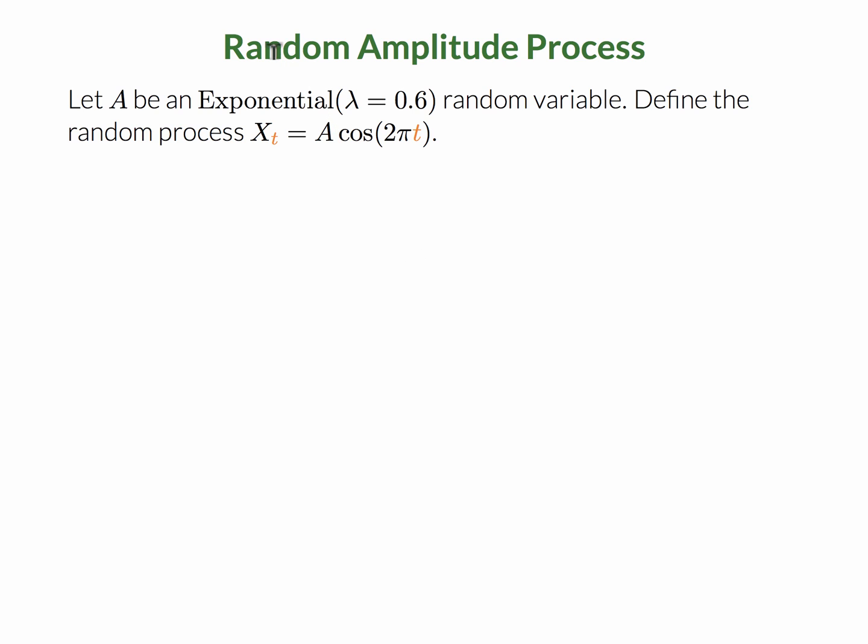This first process is called the random amplitude process. We start by defining a random variable A to have an exponential distribution with lambda equal to 0.6. We then define the random process X(t) to be A times cosine of 2 pi t. Now, in this definition of the random process, there's only one random quantity, that's A.